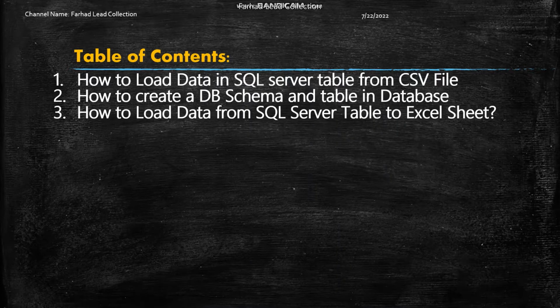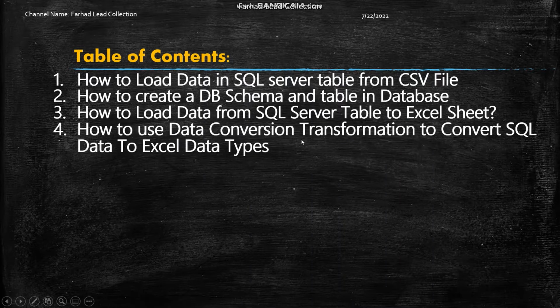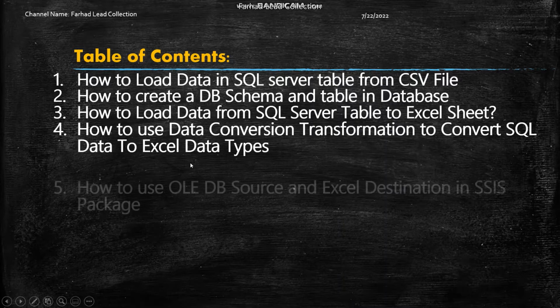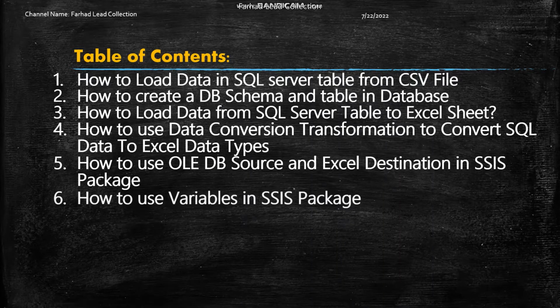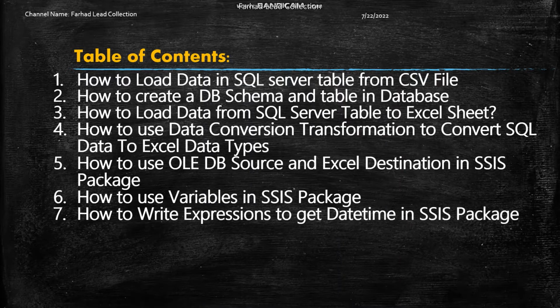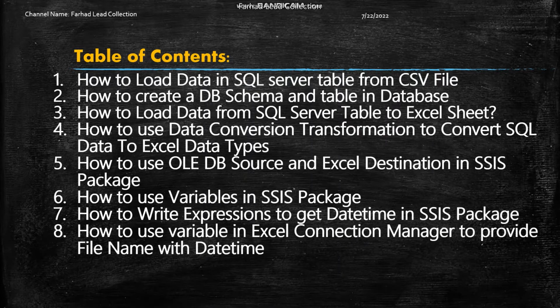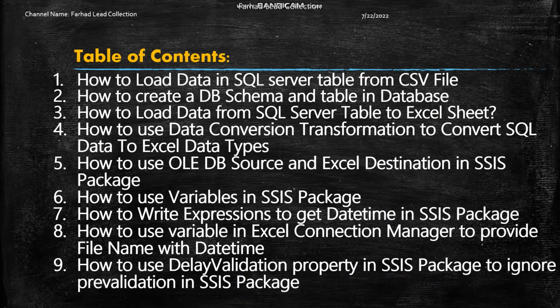How to load data from a SQL table to an Excel sheet. How to use the data conversion transformation to convert SQL data to Excel data types. How to use the OLEDB source and Excel destination in an SSIS package. How to use variables in an SSIS package. How to write expressions to get date time in an SSIS package, and how to use a variable in the Excel connection manager to provide a file name with date and time. The last one is how to use the delay validation property in an SSIS package to ignore prevalidation.